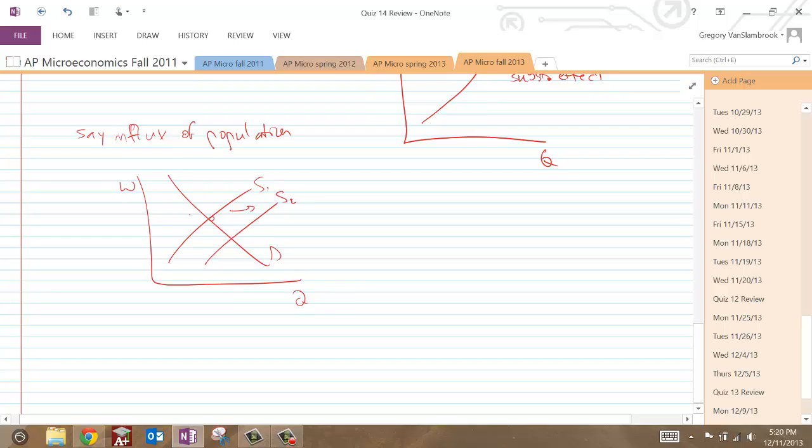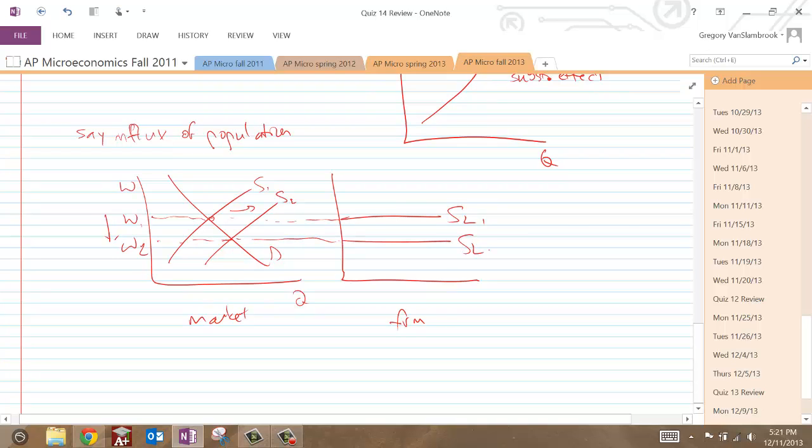All other things equal, that will decrease the equilibrium wage in a perfectly competitive labor market. And remember, that is the wage that the firm takes. So if this is the firm, this is the market, then here's the first supply of labor 1. The new wage is the supply for labor 2. We're assuming all other things equal, demand stays constant, demand for labor by the firm. The value of the marginal product hasn't changed.